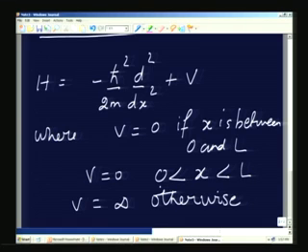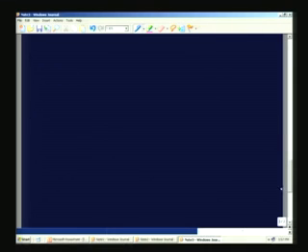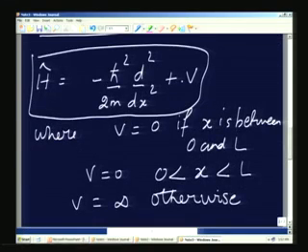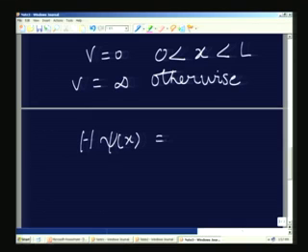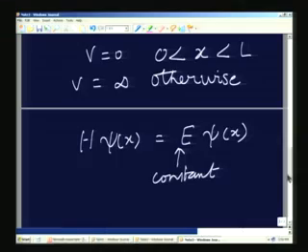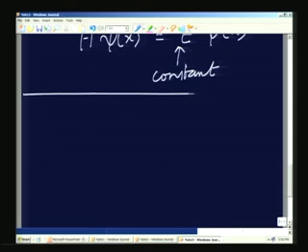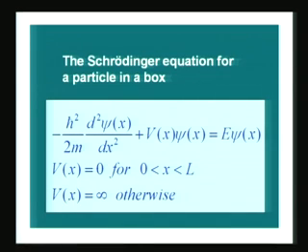Therefore, we want to solve this equation, or this operator H. What is the equation that we want to solve? With this H, the differential equation is H psi of x equal to E times psi of x, where E is a constant. We want to find out psi of x and the energy E. This is one model, the simplest model. And that is what you see in the slide here.